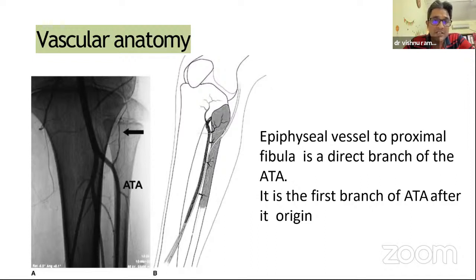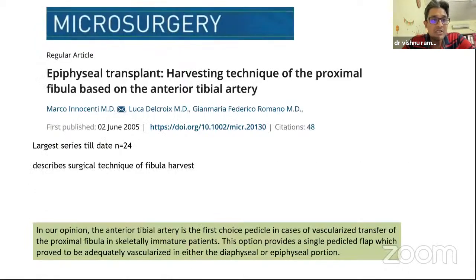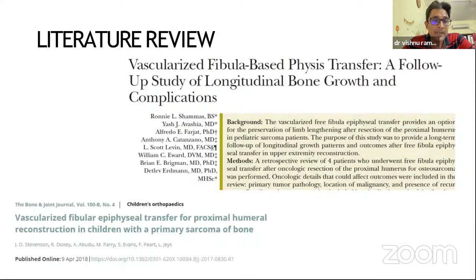The epiphyseal vessel to the proximal fibula physis is a direct branch from the anterior tibial artery. It is the first branch that arises from the anterior tibial artery immediately after the bifurcation from the popliteal artery. Next slide. This technique was first described by the Italian group, who currently have the largest series of 24 patients and have demonstrated excellent growth. Similarly, we have papers from the Birmingham group, but these are smaller case studies of around four patients only.